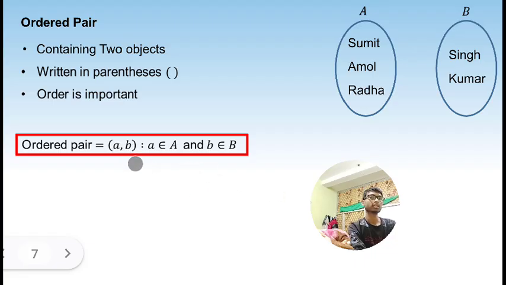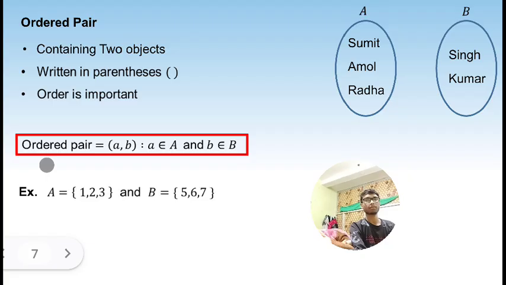Here we are saying there are two elements, a and b, such that a belongs to A. So a will be in set A and b will be in set B. This is the meaning of ordered pair.